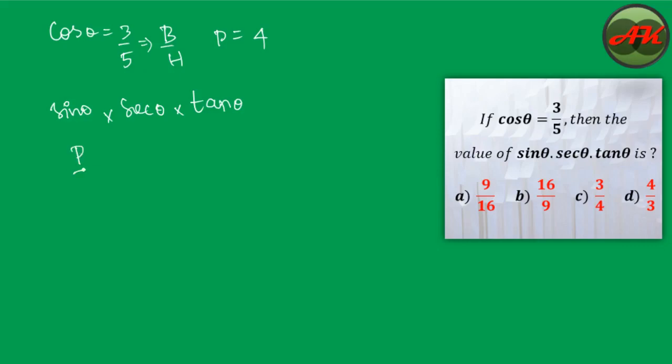Sin theta is perpendicular by hypotenuse, into secant theta, which is hypotenuse by base, into tan theta, which is perpendicular by base. By cancelling h and h here, we get p square by b square. Here p square is 4 square, which is 16, and base is 3, so b square is 9. So the answer is 16 by 9. So option B.